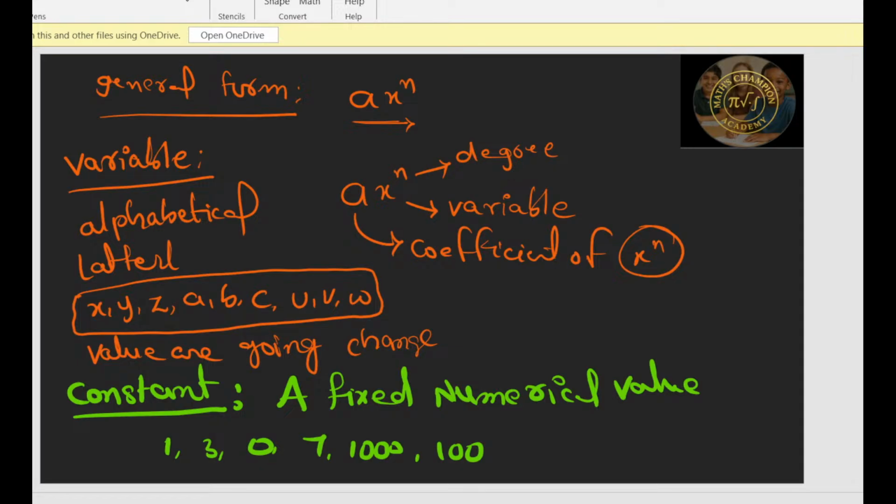Okay, now look at next. This is the general form. We can write the general form here as a into x power n.